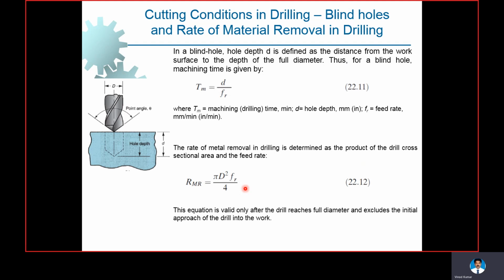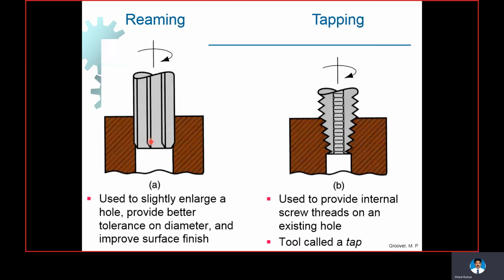Reaming is another process which is used to slightly enlarge the hole to give a better finish and tolerance. Tapping is a process which is used to produce screw threads on the existing hole. That is called a tapping process. The instrument which is used for this operation is called a tap.